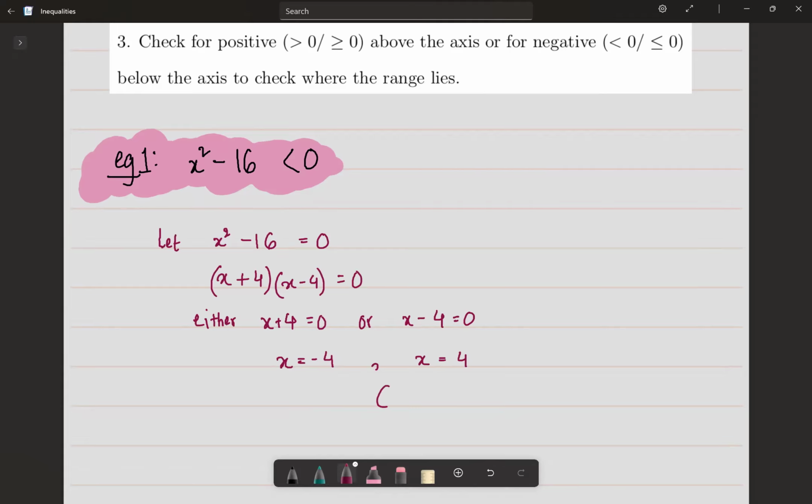And these two values are my critical values that I must mention, because these are not the exact values to my question. These are not the exact answers.